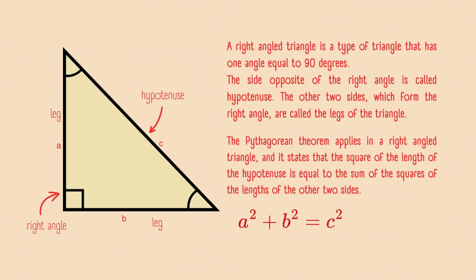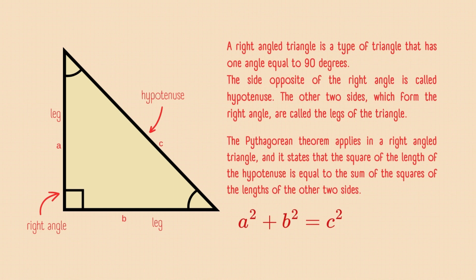Now let's take a look at what a right angled triangle is. A right angled triangle is a type of triangle that has one angle equal to 90 degrees. Now a triangle has three sides and three angles. So out of the three angles in a right angled triangle, one of those angles is equal to exactly 90 degrees. When we have a triangle that has an angle equal to 90 degrees, then we say that triangle is a right angled triangle.